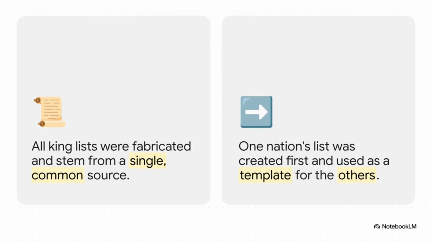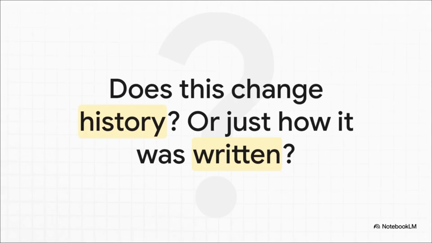So, the million-dollar question is, how could something like this even happen? Well, there are two main theories on the table. First up, Theory A. The idea here is that all of these king lists were basically fabricated, and they all came from one single common source that was distributed across Europe. Then there's Theory B. This one suggests that maybe one country's historians came up with this structure first, and it was just so good, so compelling that other kingdoms basically copied it, using it as a template to tidy up their own messy histories.